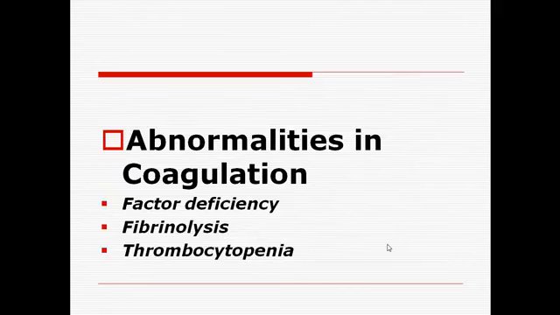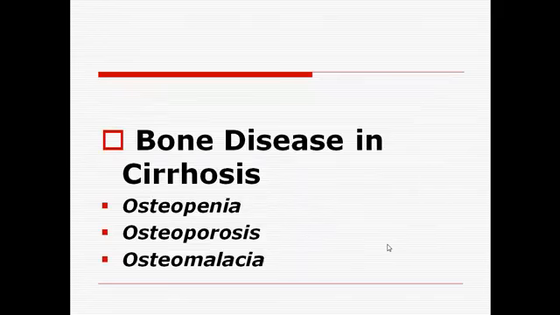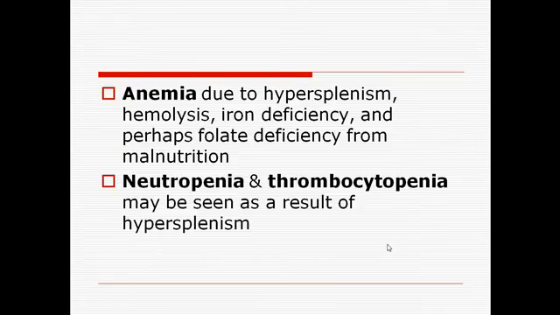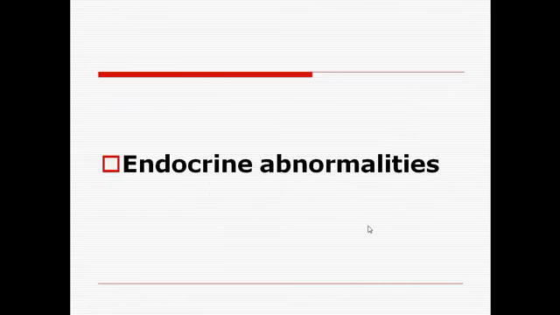Malnutrition in cirrhosis: no need to know that. Just bone disease can occur in chronic liver disease. Hematological: neutropenia and thrombocytopenia are very important, because in case of neutropenia there will be frequent bacterial infections. In case of thrombocytopenia there will be development of bleeding tendency, or even stroke may occur.